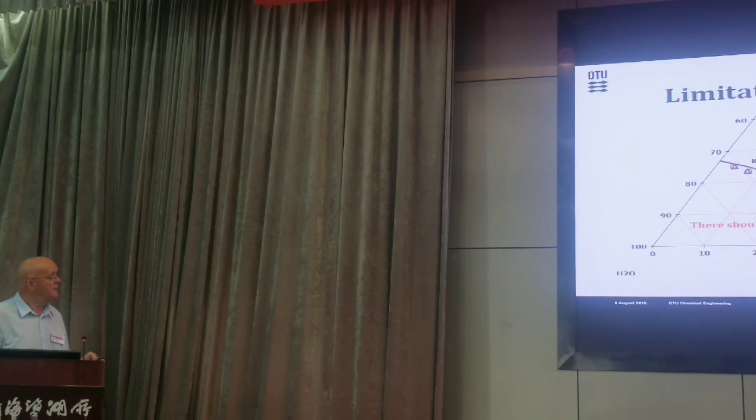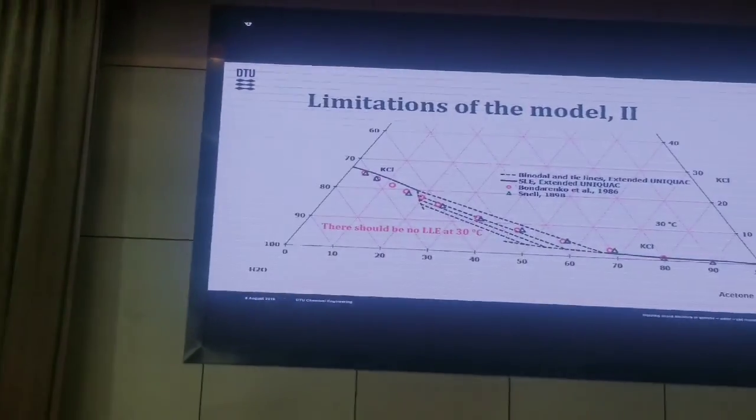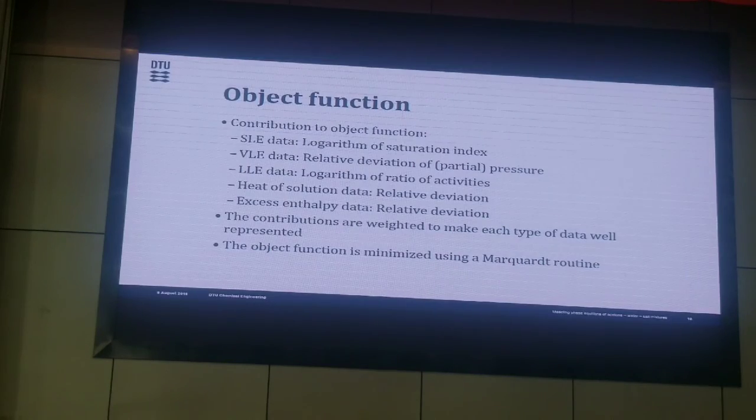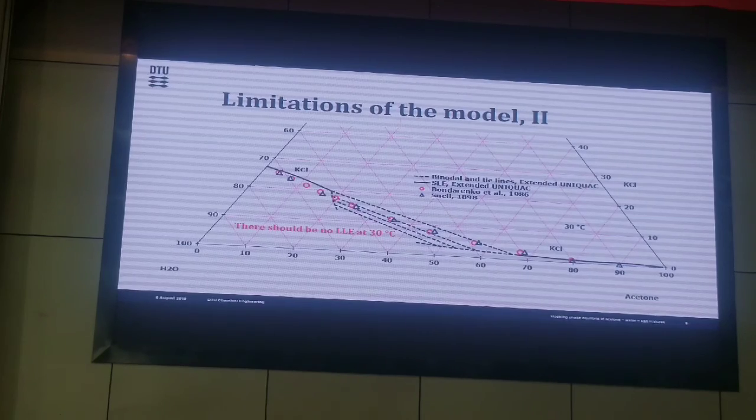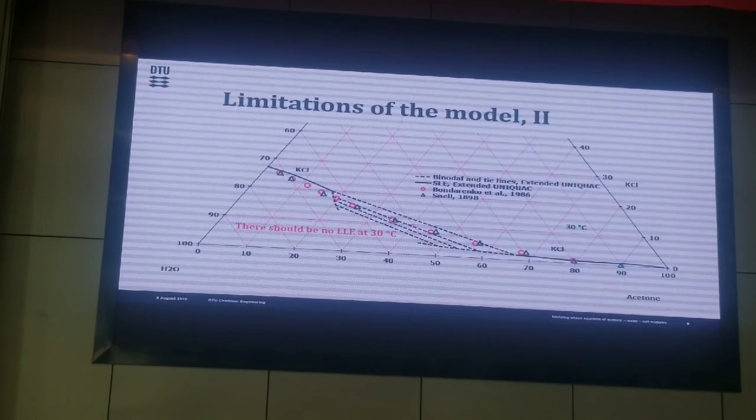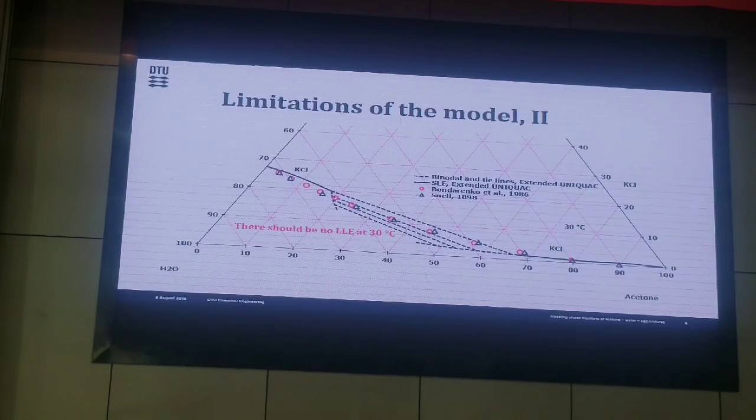Another problem also is the model gives the liquid-liquid equilibrium in the potassium chloride-water-acetone system. This is a triangular diagram where we have potassium chloride at the top apex, which is not shown, and then water here on the left side and acetone on the right side. I will use a similar phase diagram for all the other systems. There should not be liquid-liquid equilibrium at 30 degrees. It should start at 32, but the model gives it at 30 and almost down to 20 degrees. According to Snell from 1898, 32 degrees should be the limit where liquid-liquid equilibrium starts for potassium chloride.